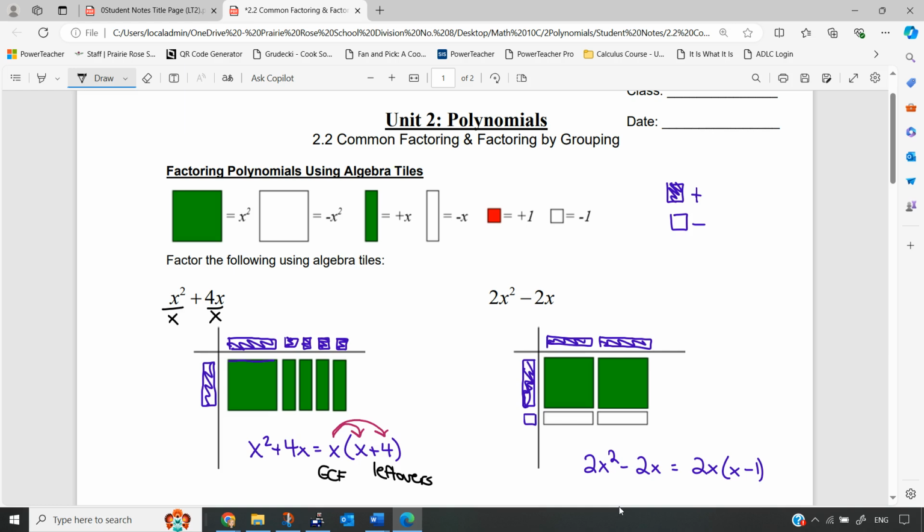For the second example, I had 2x squared minus 2x. Notice that both have a coefficient of 2, so I can divide out a 2. And there's an x squared and an x. The largest x value that I can pull out of both terms is just x. So I'm going to divide both by x. Notice that's my GCF. 2x squared divided by 2x is x, and negative 2x divided by 2x is negative 1. Notice again, 2 terms in my original, 2 terms in my leftovers.